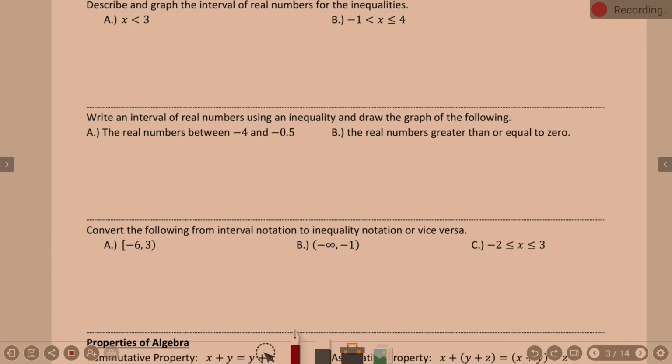But that means numbers that are what? Less than 3, right? So all we could say is real numbers. Real numbers less than 3. Okay, so when it asks for describe, think words. Now, this also asks us to graph this.